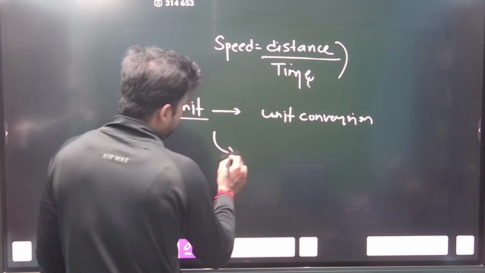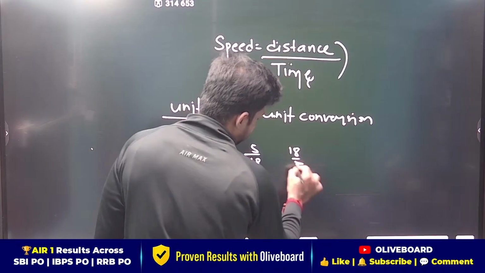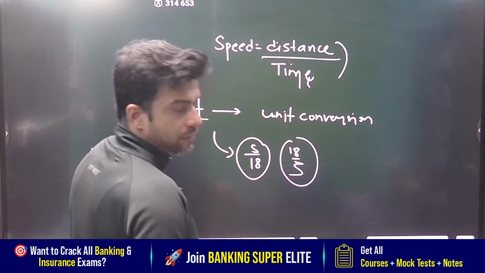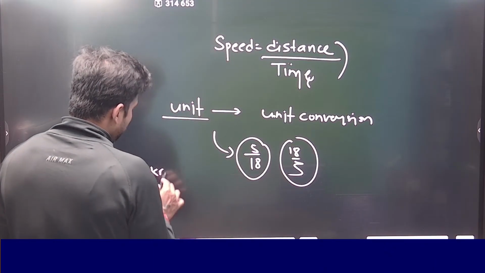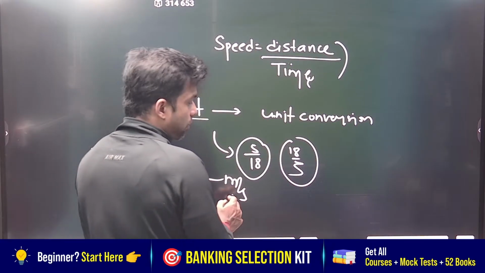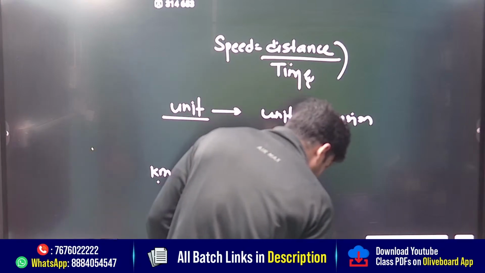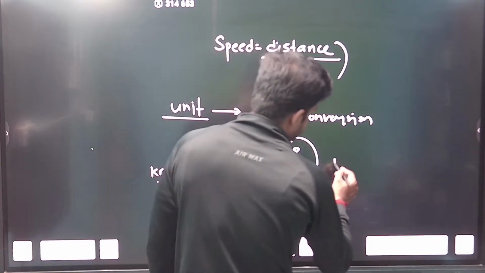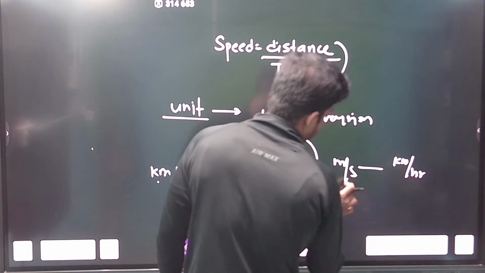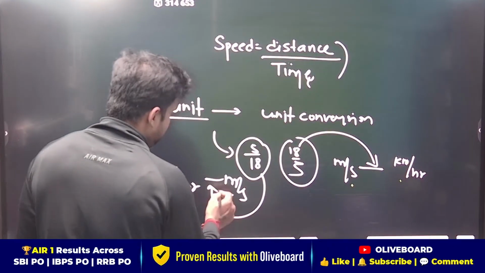Everybody knows it's 5 by 18 or 18 by 5, correct? These are the unit conversion shortcuts, 5 by 18 and 18 by 5. When you are with kilometer per hour, how do you make this into meter per second? A bigger value you want to make smaller, so the multiplier should be the smaller value. Secondly, meter per second converted into kilometer per hour: a smaller value wants to go to the bigger value, so the multiplier should be the bigger value, 18 by 5. Here the multiplier should be the smaller value.